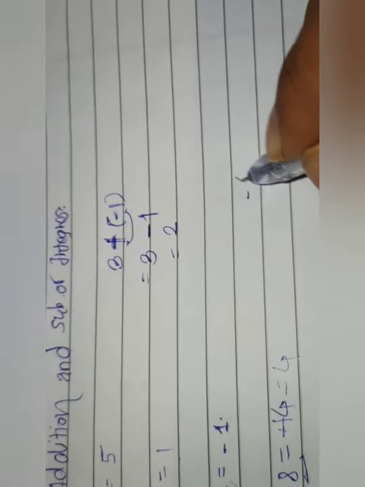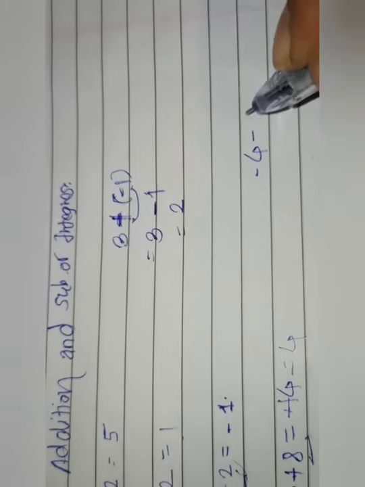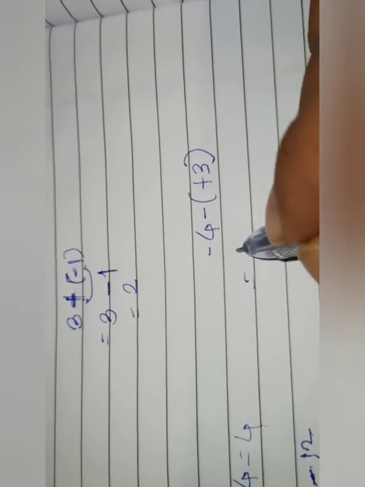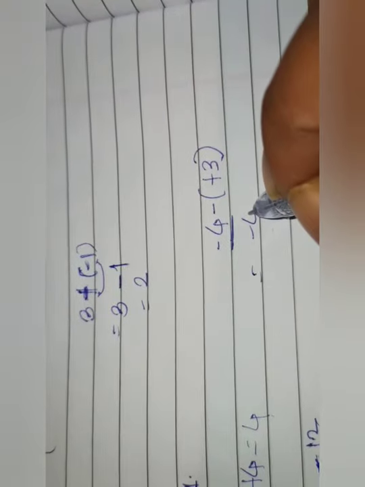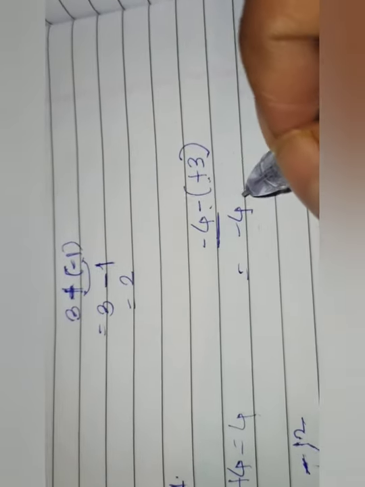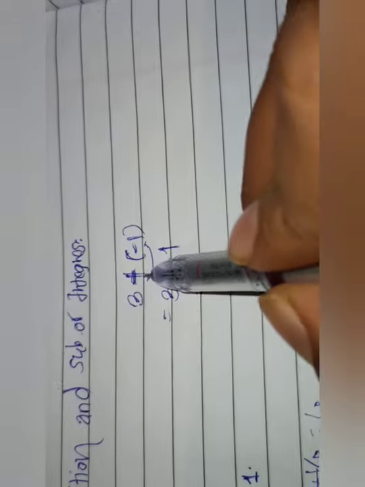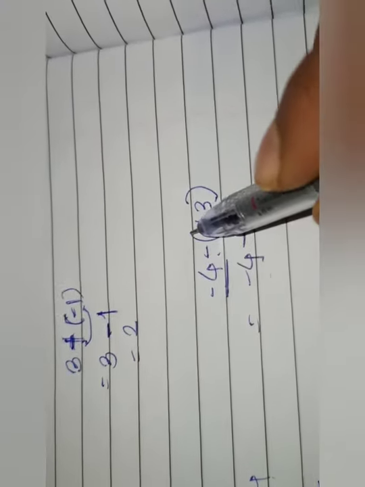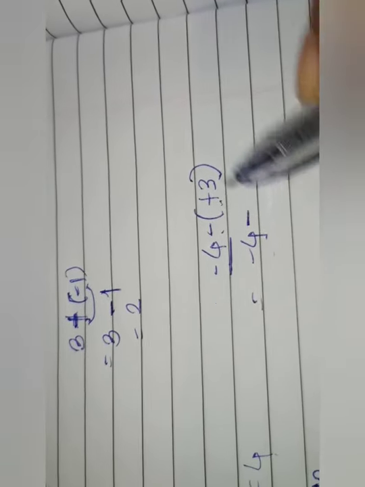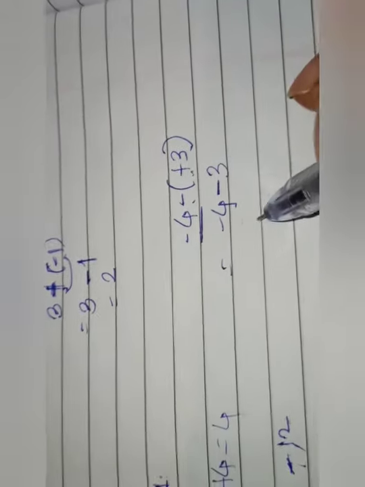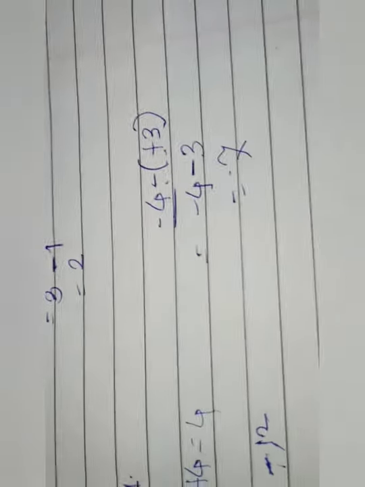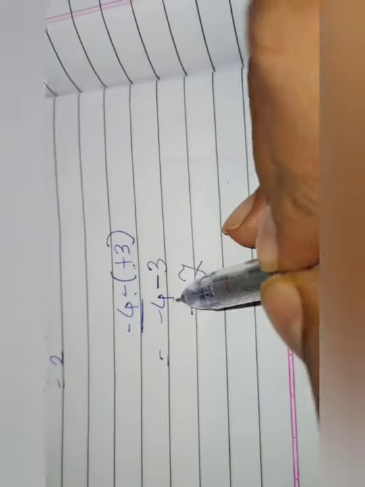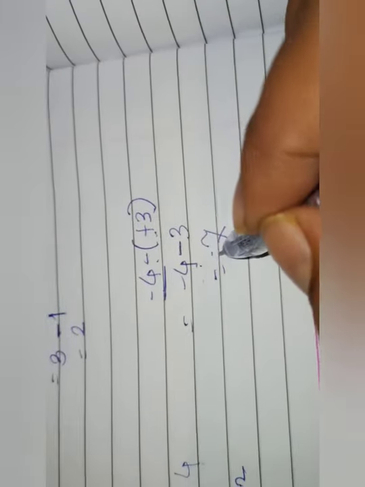Again, suppose minus 4 is here, and plus 3 is here. Then we take the term as it is, minus 4. Now minus and plus becomes minus. Here plus in the bracket, minus becomes minus. Similarly minus, and in the bracket plus, becomes minus. So take number 3. Now minus 4 minus 3, minus 7. We have seen here minus 6 minus 6, minus 12. Similarly minus 4 minus 3, minus 7.